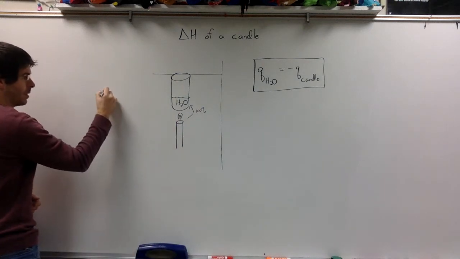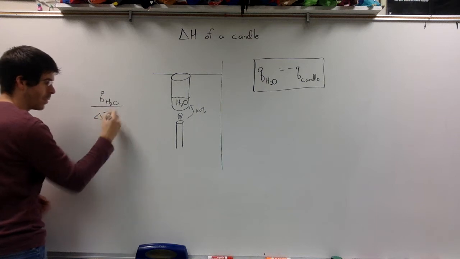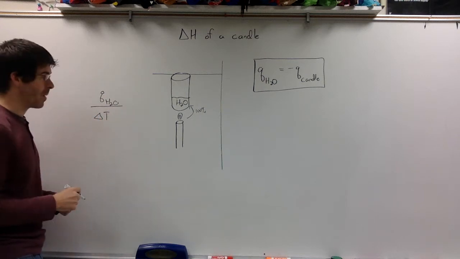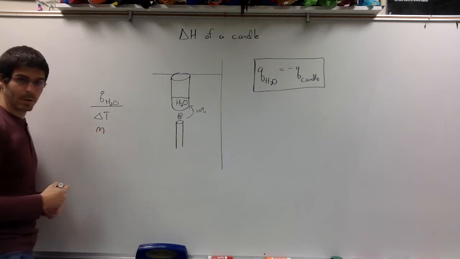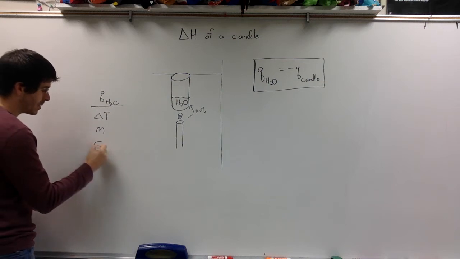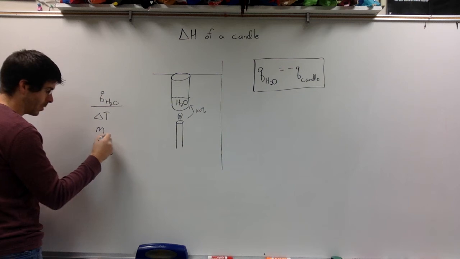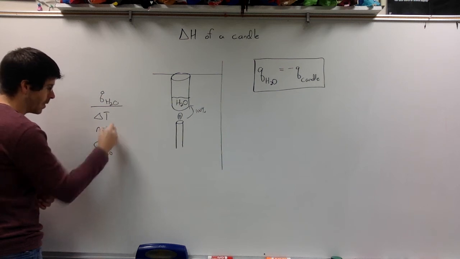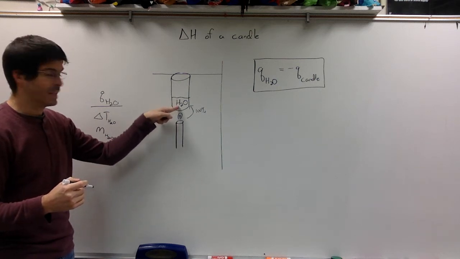we can measure the temperature change of the water. It's really easy with a thermometer. We can measure the mass of the water if we know the volume and the density is 1. And we know the specific heat of water is 4.18 joules per gram per degree Celsius. So as we burn this, all of that heat goes into the water.